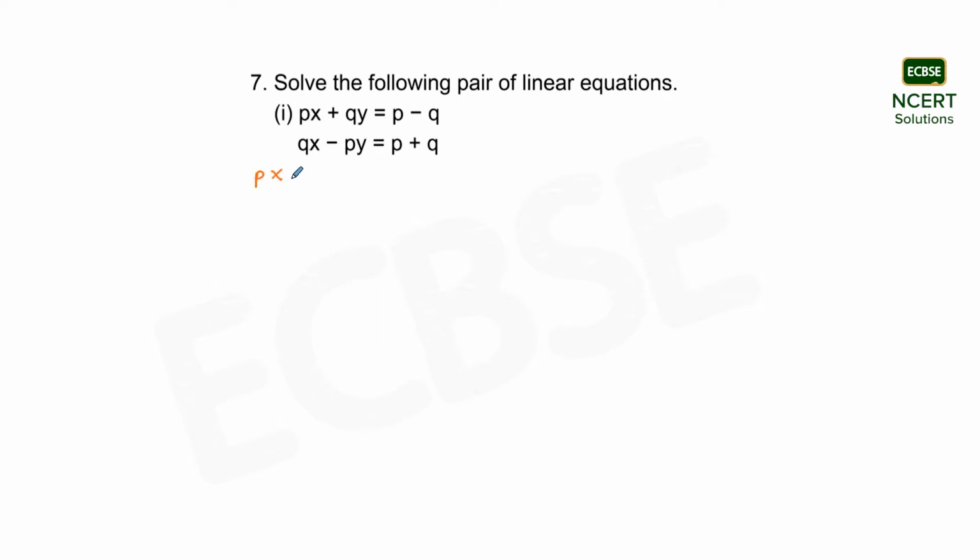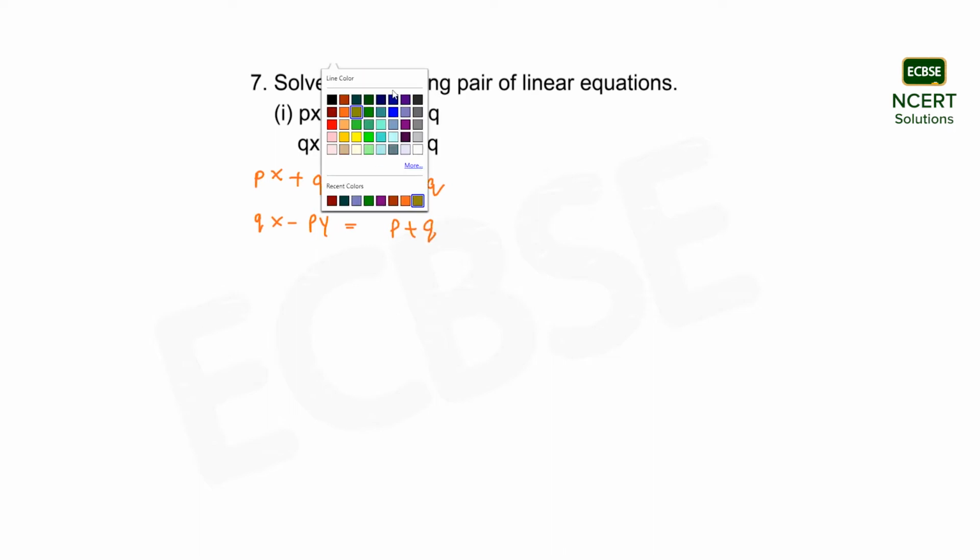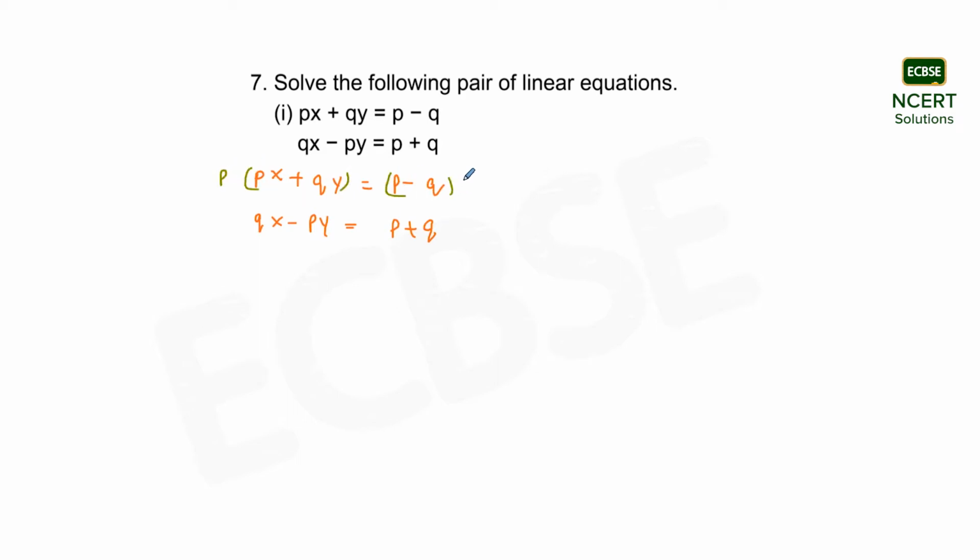Writing the first equation, which is px + qy = p - q, and the second equation is qx - py = p + q. Now my second step is to make the numerical coefficient for the variable y the same in both equations. So I'll be multiplying both sides of equation first with the coefficient of x, the number p, and I'll be multiplying both sides of equation second with the coefficient of y, the constant value q.